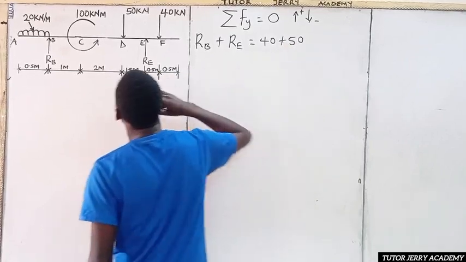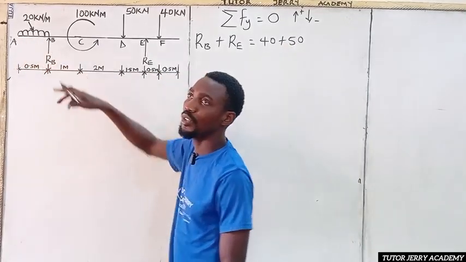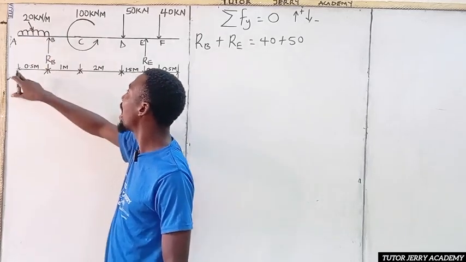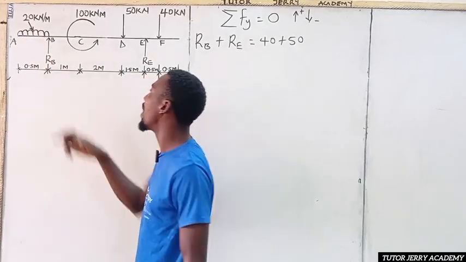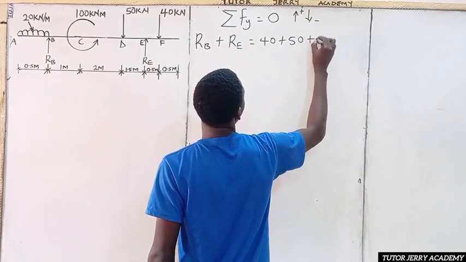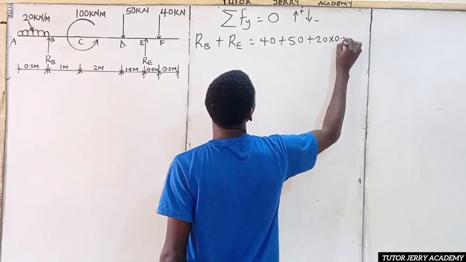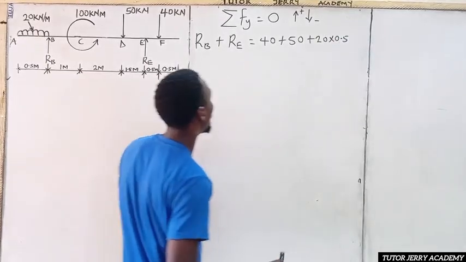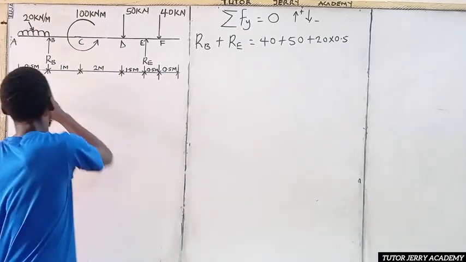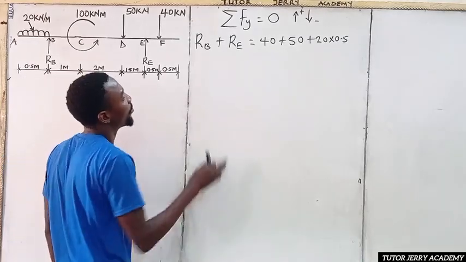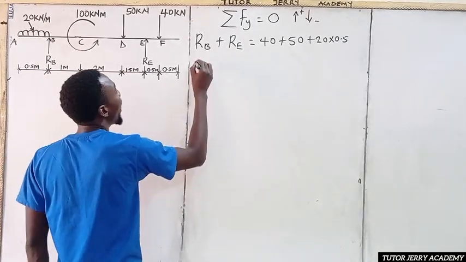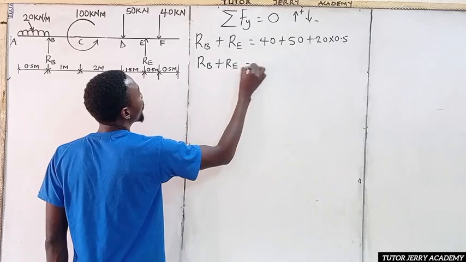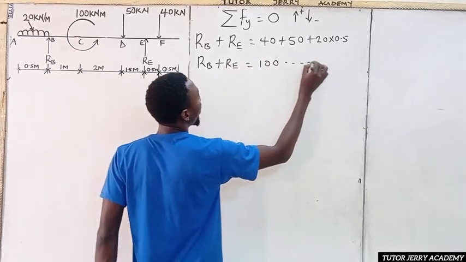And don't forget that this is a uniformly distributed load, which will be converted to a point load. So 20 multiplied by 0.5, and it's going to act at half of the length, at the center of this line. So if we do this together, we are going to have R_B plus R_E equal to 100. So this will be our equation 1.